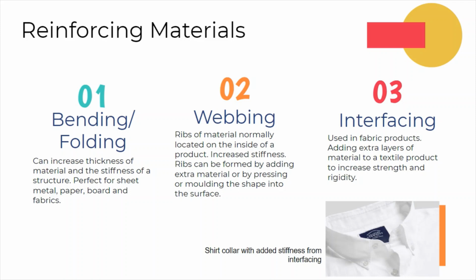Interfacing is used in fabric products. It involves adding extra layers of material to a textile product to increase its strength or make it more rigid. It is often used in shirt collars to make them stiff. It is normally used on the unseen or wrong side of fabrics, for instance, where buttonholes will be sewn.